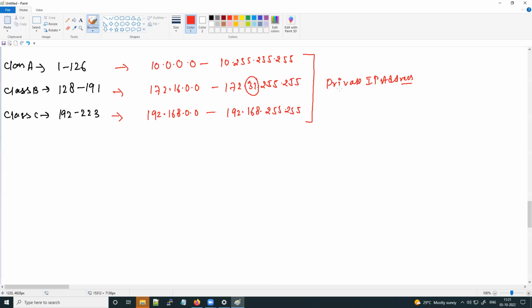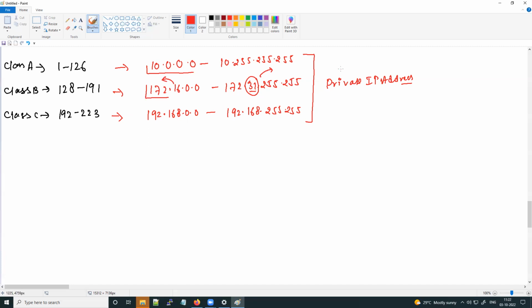So these are all the private IP addresses, and the rest are public IP addresses. The private IP addresses are the 10 series and the 172 series, 16 to 31. Before that and after that, those are public IPs. In class C, 192.168.0.0 till 192.168.255.255 is the private IP range. The rest in class C are public IP addresses.